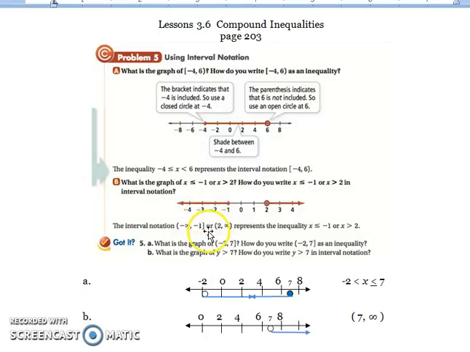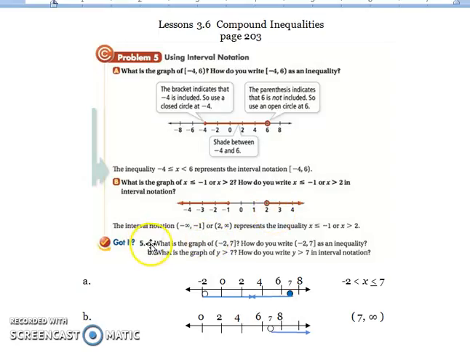So we have a bracket at -1, or we have an open circle at 2, and if it's going to keep going to the right forever, that means it's going to positive infinity. Okay, and again, positive infinity is always a parenthesis, but the -1 was a bracket because it was a closed circle. The 2 was a parenthesis because it was an open circle.